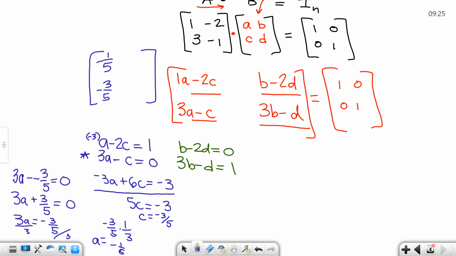Now make sure I put it in the right place. That's where it would go. Let's clean it up a little. It doesn't look right. Yep.